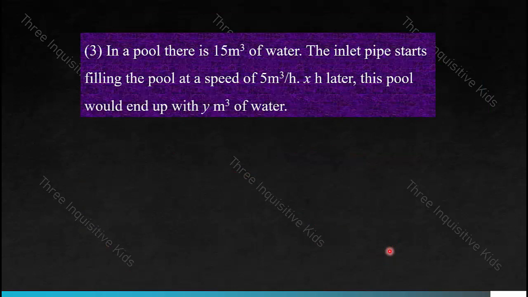In a pool, there is 15 meters cubed of water. The inlet pipe, so the pipe that pumps water in, starts filling the pool at a speed of 5 meters cubed per hour. X hours later, this pool would end up with y meters cubed of water. So I want you to try to write a relational expression that expresses this situation.